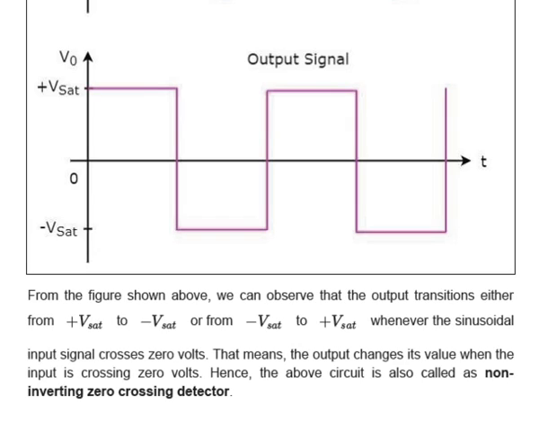From the above figure, we can observe that the output transitions either from plus V saturation to minus V saturation or from minus V saturation to plus V saturation whenever the sinusoidal input signal crosses 0 volt. That means the output changes its value when the input is crossing 0 volt. Hence, the above circuit is also called a non-inverting zero crossing detector.